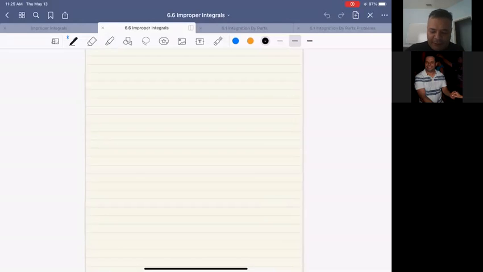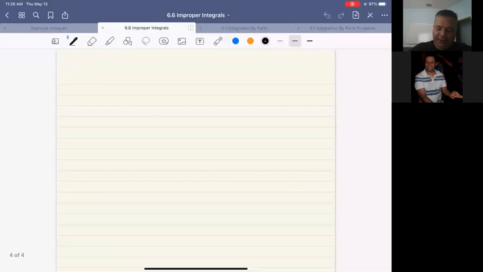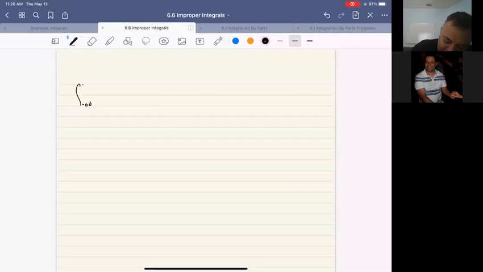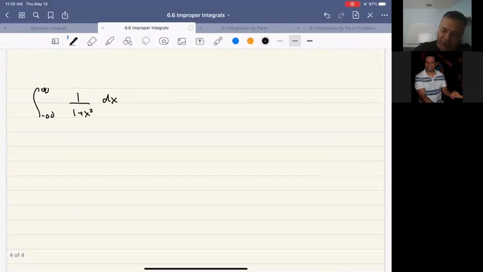All right, welcome back. So let's take a look at an integral. We're going to take the integral from negative infinity to infinity of 1 over 1 plus x squared dx. So this one equals the limit as t goes out to infinity of the integral from negative t to t of 1 over 1 plus x squared dx.